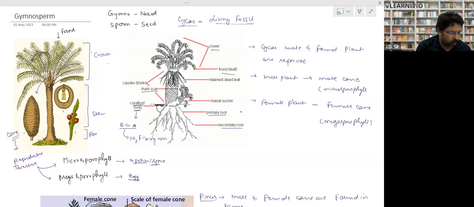You can add on, cycas is called a living fossil. That point you can add on. Then we'll start with the angiosperm.